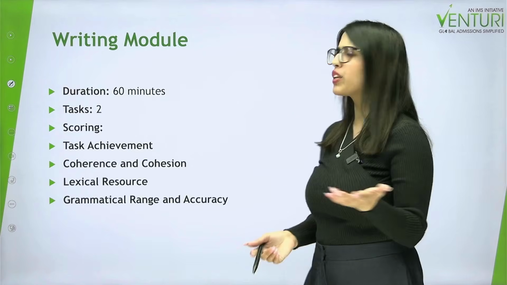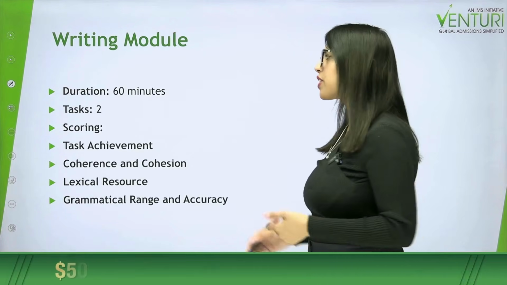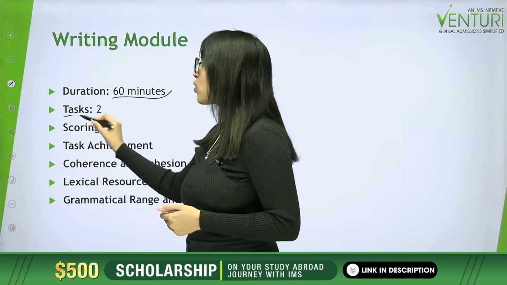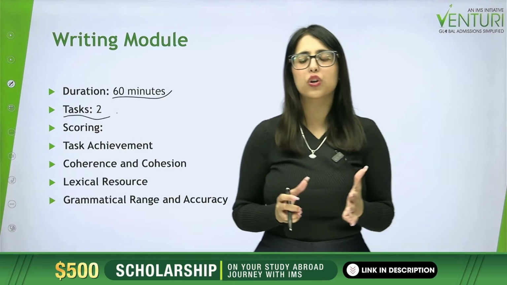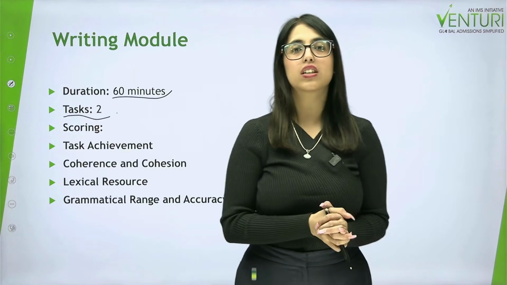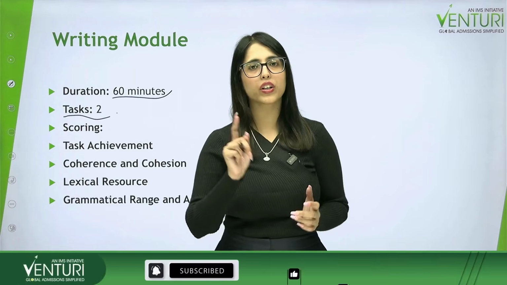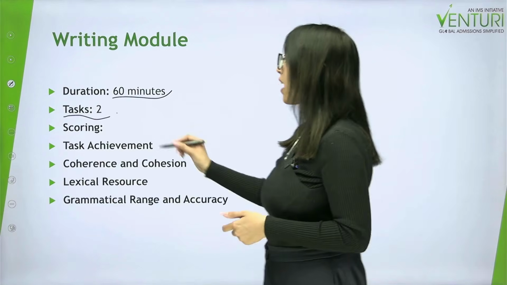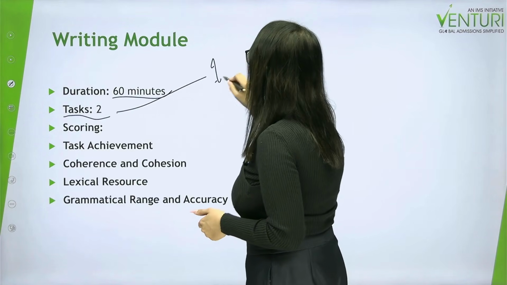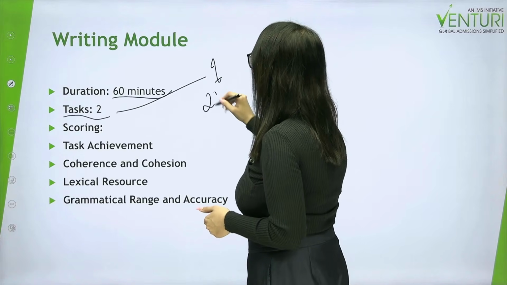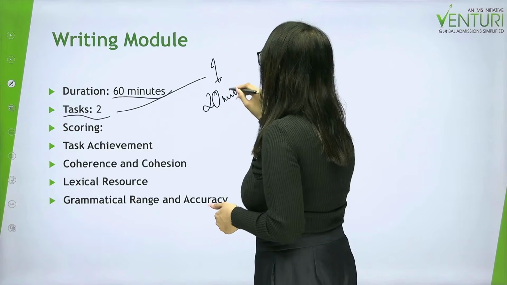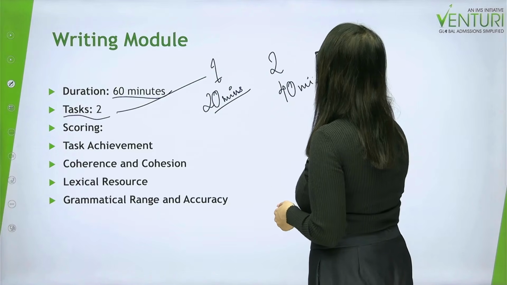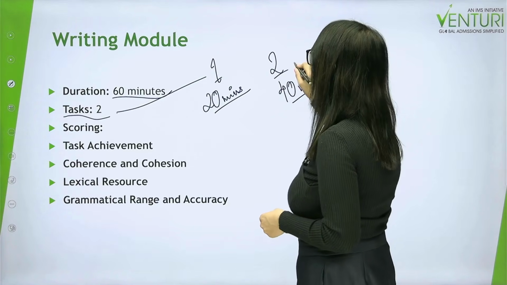Now what is the duration of this particular module in your IELTS examination? It's 1 hour or 60 minutes. You are going to have two tasks in this, so it's not going to be as difficult as the other modules in terms of the number of questions. It's just going to give you two questions or two tasks. Now what is the breakdown of time for these two tasks? You will have task 1 and task 2. Task 1 will expect you to spend 20 minutes on it, and the other one is going to expect you to spend the remaining 40 minutes on it, which is your task 2.